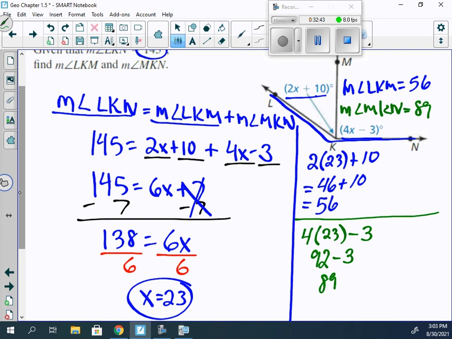Well, what is 56 plus 89? 145. Well, what did it tell us the whole angle was? 145. So those two angles should add together to be equal to the total. So when we're doing these here, we can add the answers that we get for the measure of each angle back to each other to see if we do get back to the whole. Any questions on this here? Okay, we'll stop here for now.